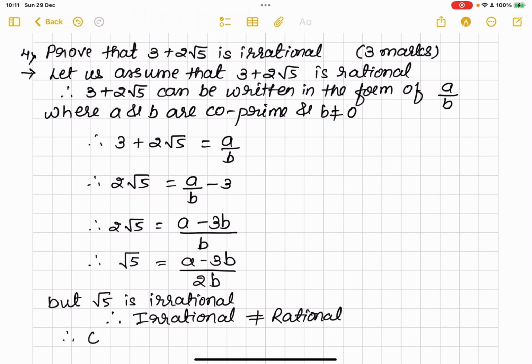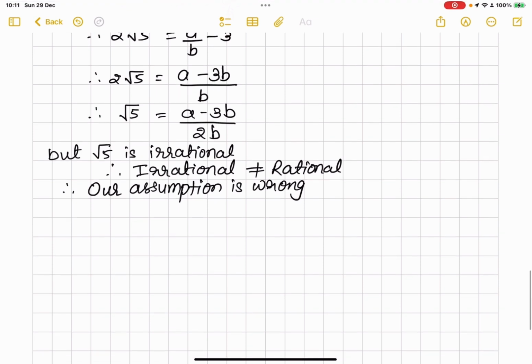Therefore, our assumption is wrong. Thus, 3 plus 2 root 5 is irrational.